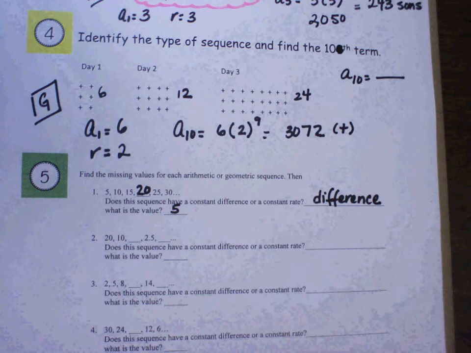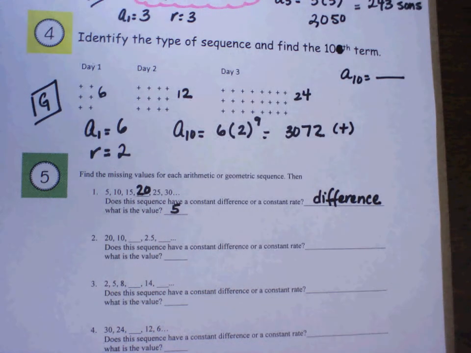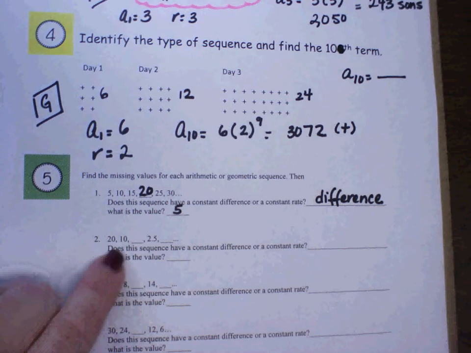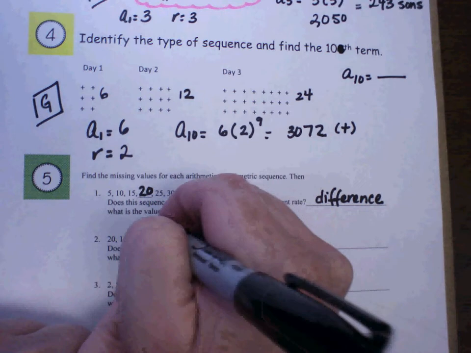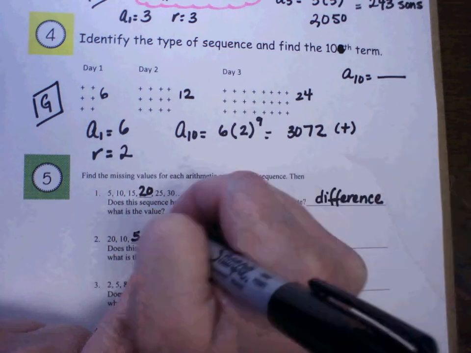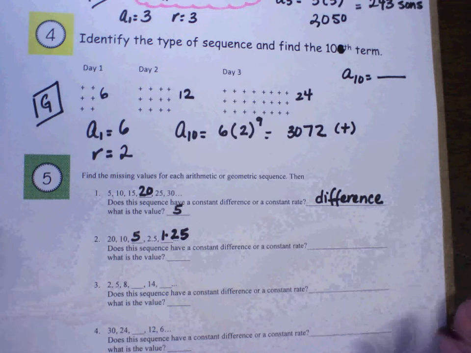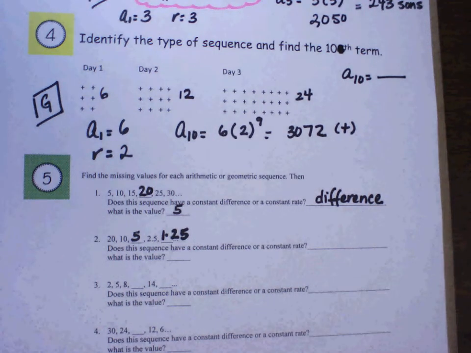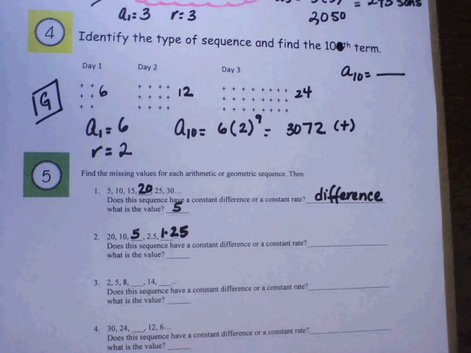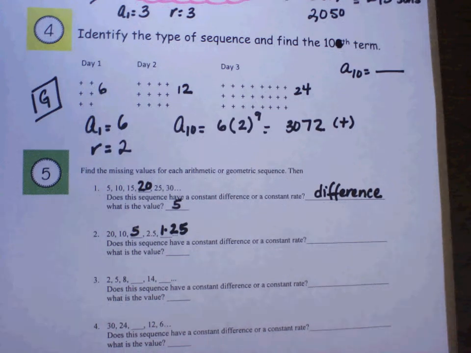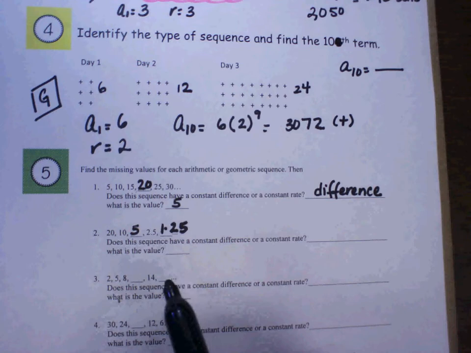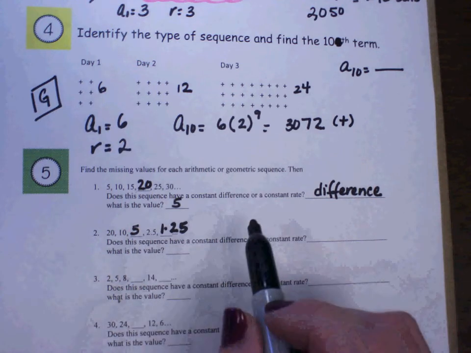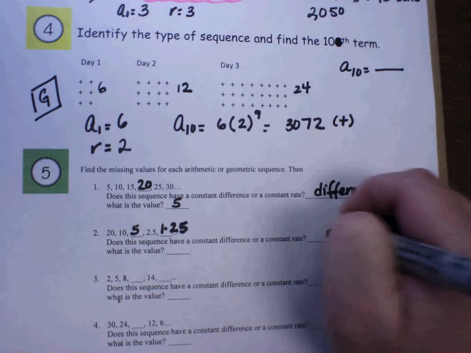What are my numbers? 20, 10, 5, 2.5, 1.25. Thank you, Christian. All right. Is this a constant difference or is this a constant rate? Rate. Thank you very much. You're not adding or subtracting the same number to get from 20 to 10 to 5 to 2.5 to 1.25. So this is a constant rate. Now be careful. What is the value of that rate?